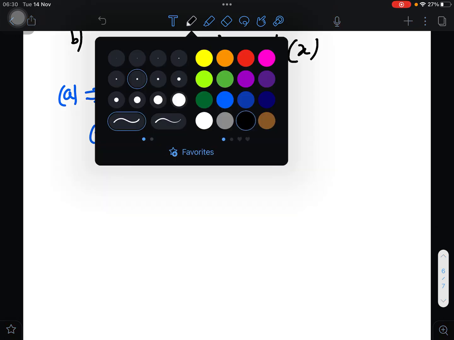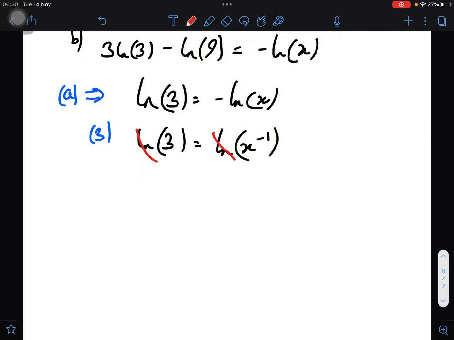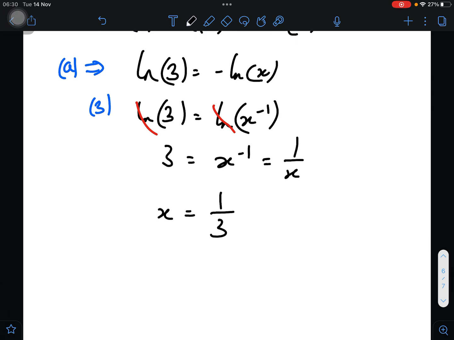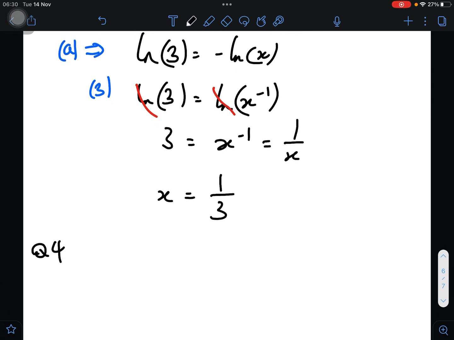Now we can cancel our logarithms down. So all we're left with is 3 equals x to the minus 1. Well, x to the minus 1 is 1 over x. So therefore x is 1 over 3. Multiply 3 by x, divide by 3. Great. Question 4.